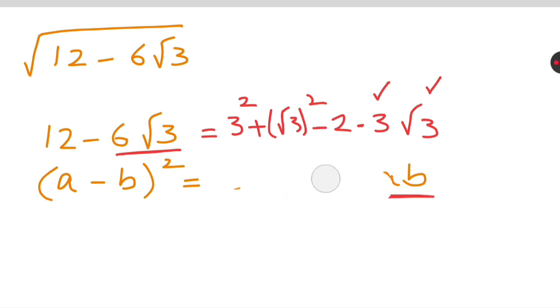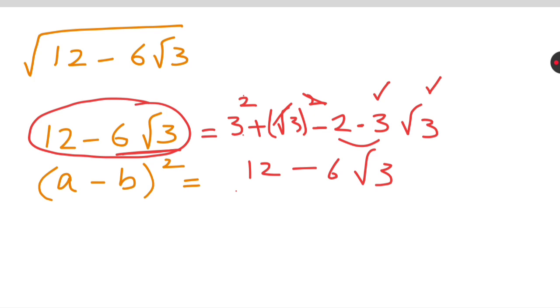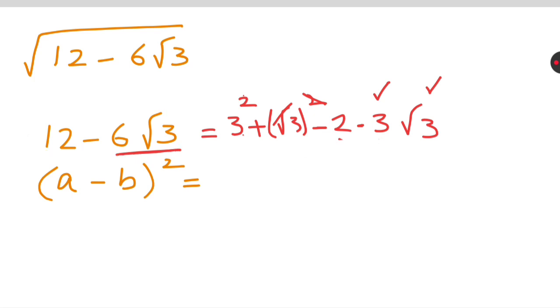But is it the same as 12? Let's check. 3 raised to power 2, the value is 9, plus here the square and square root get cancelled, so we are left with only 3. So 9 plus 3, that is 12, minus 2 times 3 is 6 root 3, which is the same as our taken root. So that's why this 12 minus 6 root 3 we can write in terms of (a minus b) whole square form. So our a value is 3 and b value is root 3, whole power 2.